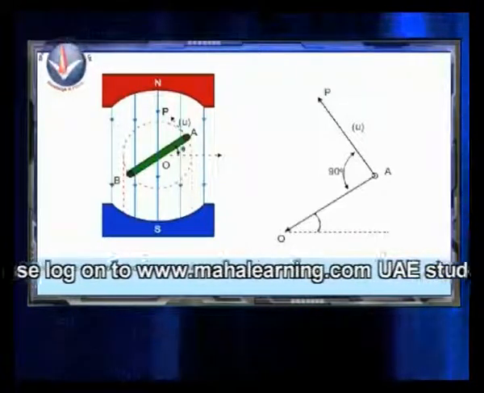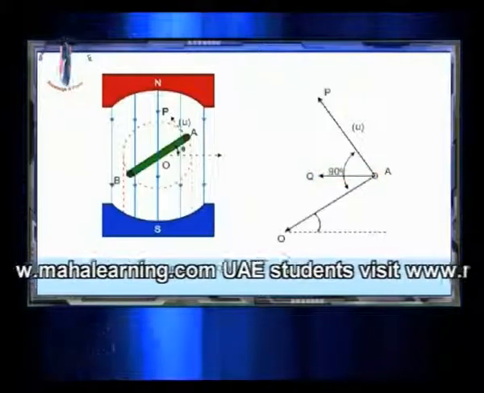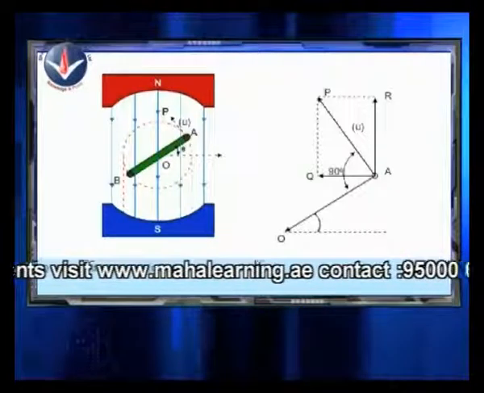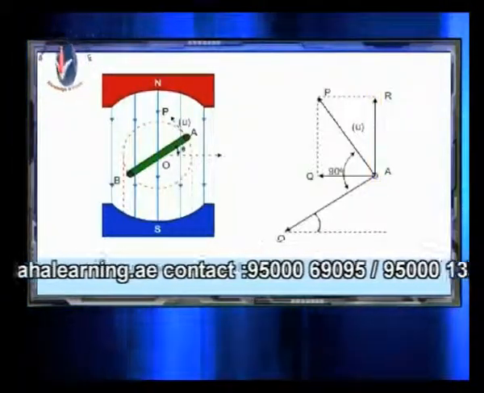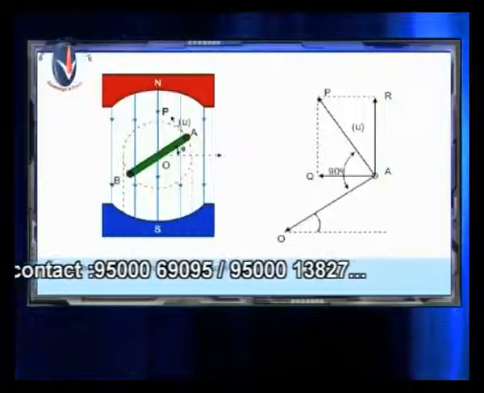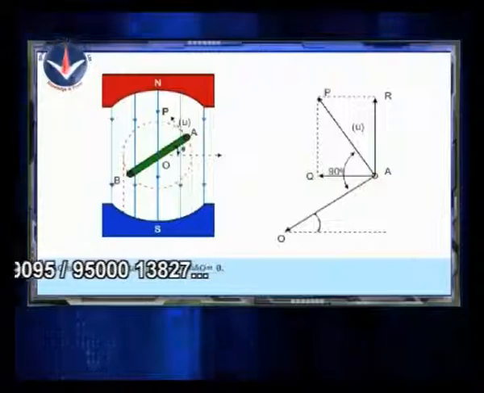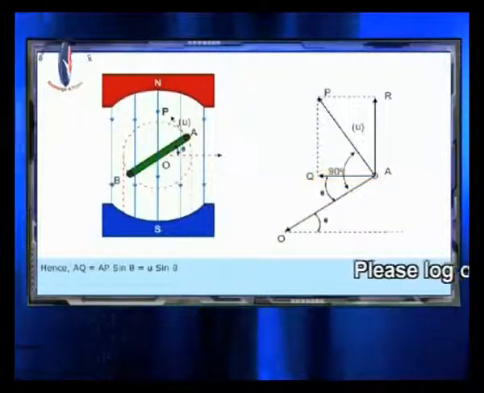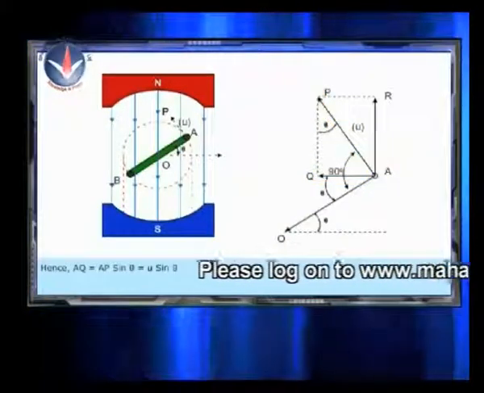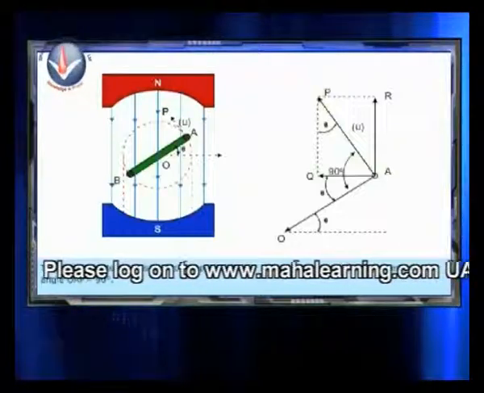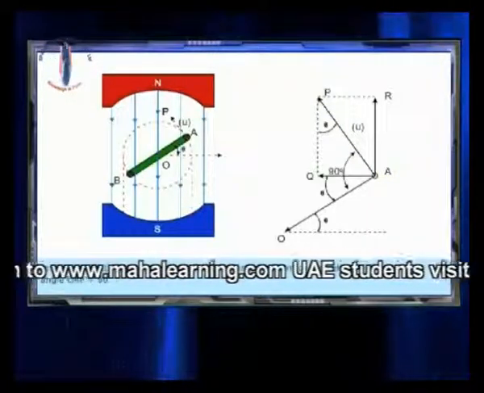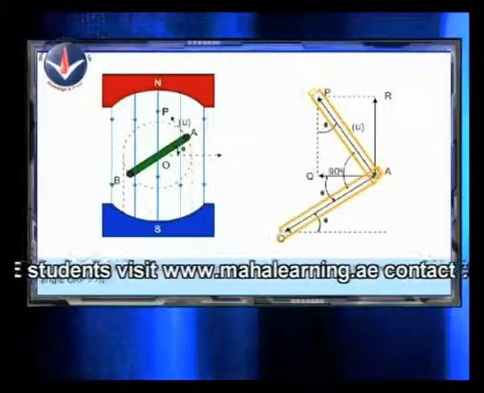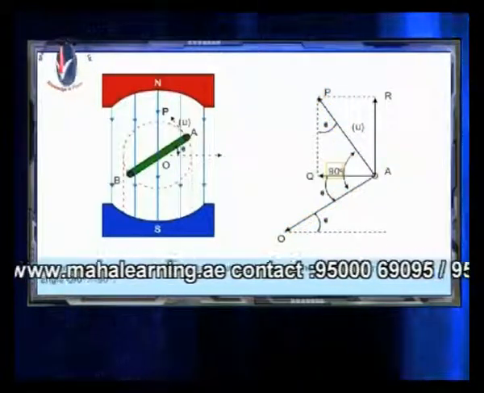You can resolve AP into two components, AQ and AR. AQ is perpendicular to the direction of the magnetic flux. AR is parallel to the direction of the magnetic flux. Since AQ is also horizontal, angle QAO is equal to theta. Hence AQ is equal to AP sin theta, which is equal to U sin theta. The EMF generated in A is due to the perpendicular component of the velocity, where angle OAP is equal to 90 degrees.